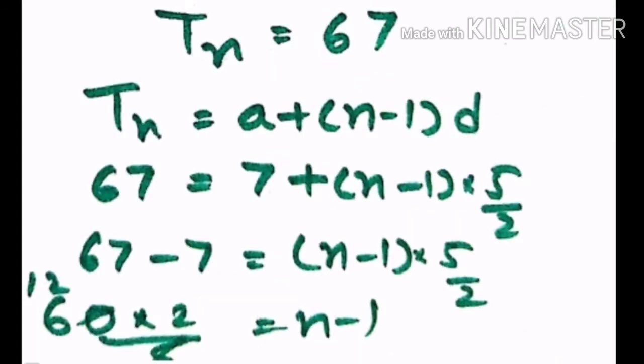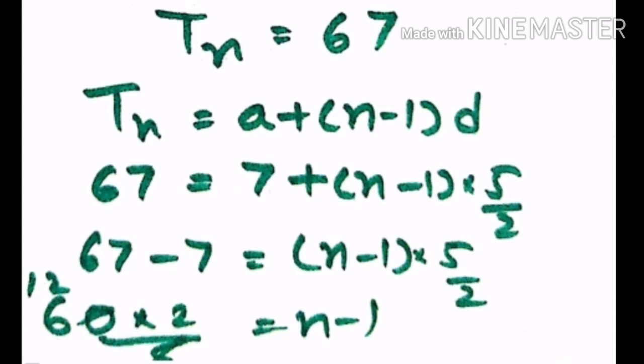So now we substitute in our formula for Sn. Sn is equal to n by 2, 2a plus n minus 1 into D. Also in the question the last term is given, so I have written Tn, the nth term, is equal to 67. So using that Tn formula, first of all we find the n value. So Tn is equal to a plus n minus 1 d. So substituting Tn 67 is equal to first term 7 plus n minus 1 into the common difference 5 by 2.